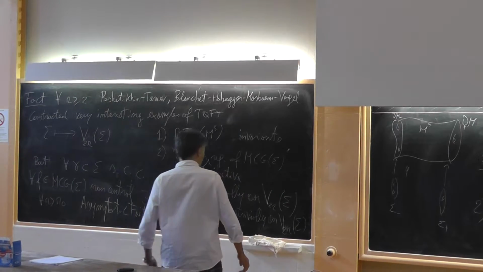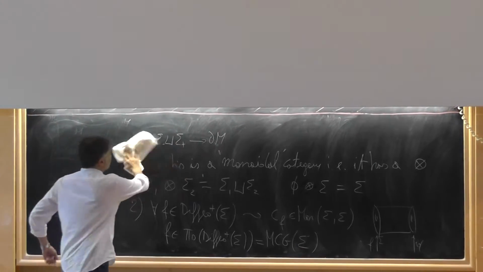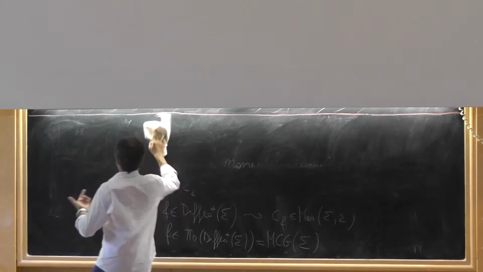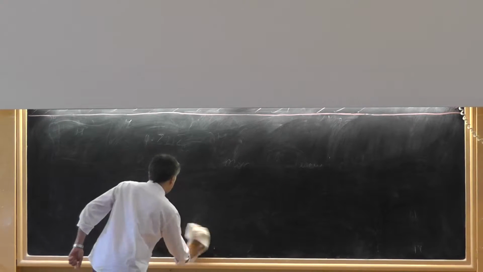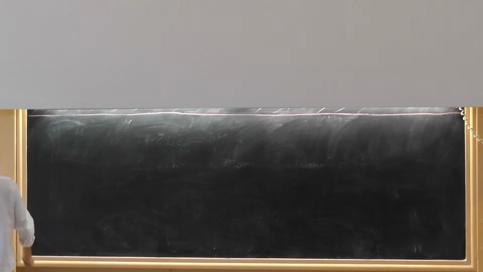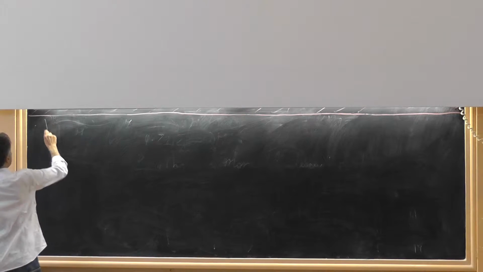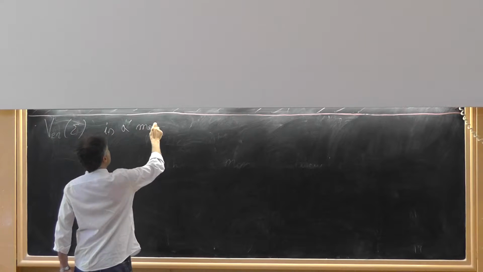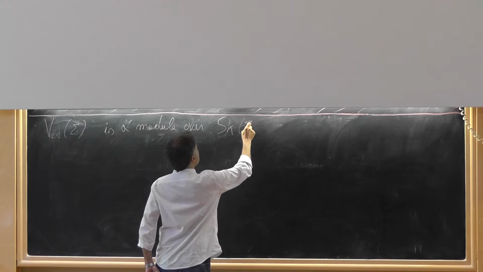Now, what's our result? I want to give you just a statement, but of course I won't give you exactly what these TQFTs are. Later I'll try to give you an idea of how to construct them. Oh, I want to mention another fact: V_2r of sigma is a module over the skein algebra of sigma.